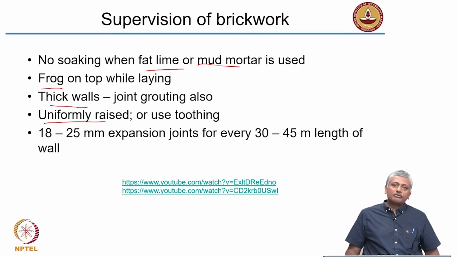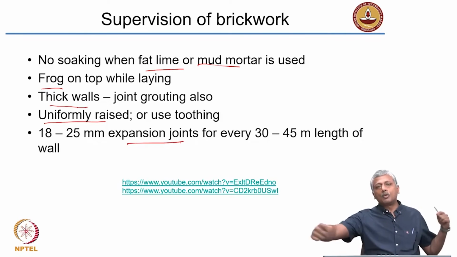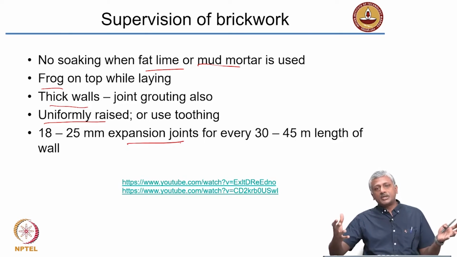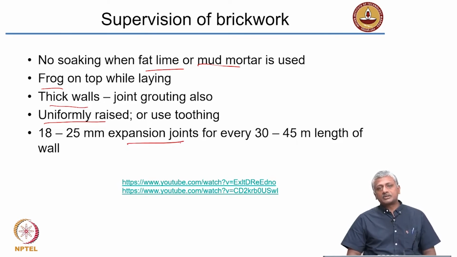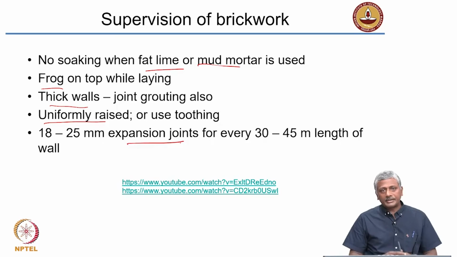Another common feature that you find in most masonry structures is the use of expansion joints, and this is very important because when you have a very long running wall, the brick wall is subjected to daily changes in temperature. The material expands when it is subjected to heat and contracts when it is subjected to cold. When the temperature increases, the wall basically expands. When it reduces, the wall contracts.